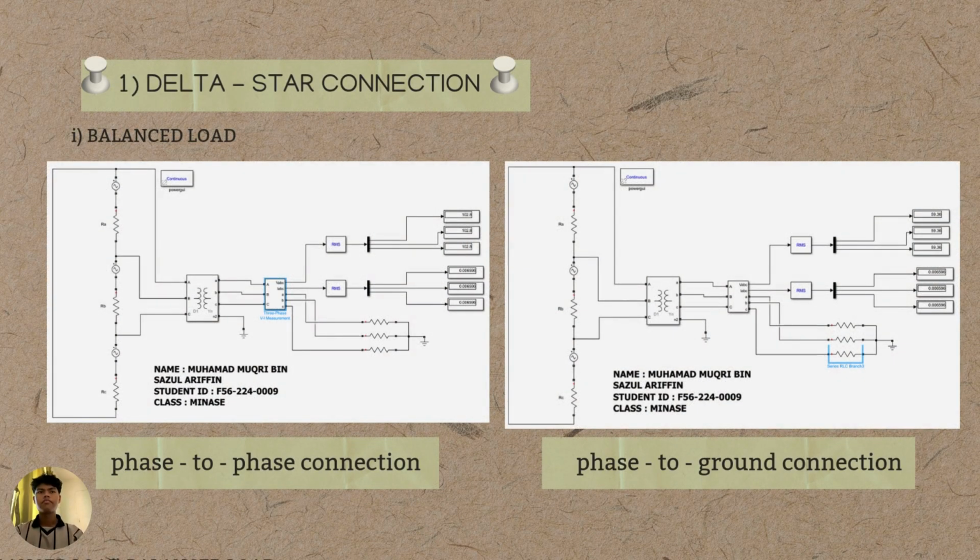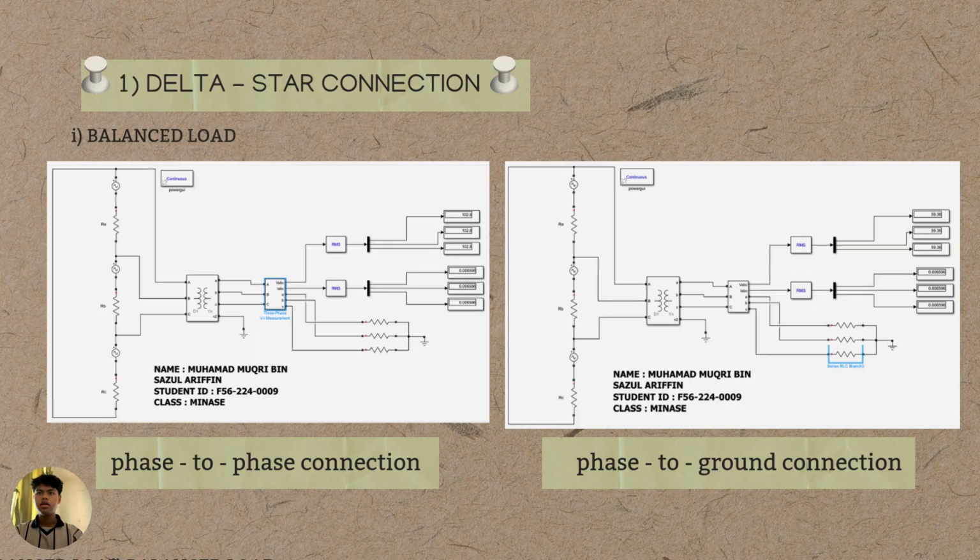Okay, delta star connection. To begin with, we conducted an experiment involving a delta to star transformer connection, which is a common method used in electrical power distribution systems to transfer high voltage from the transmission lines to lower voltage suitable for consumer usage. This type of connection is essential in stepping down the voltage while maintaining a stable and secure power flow.